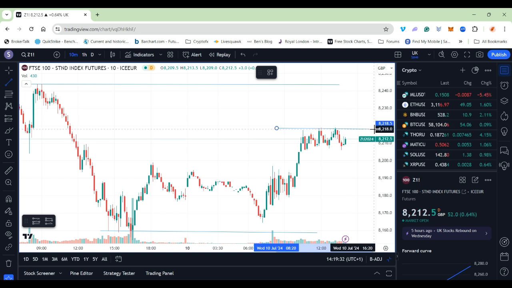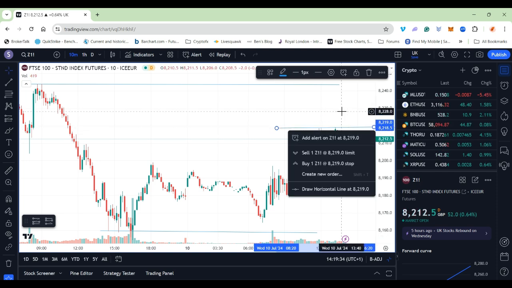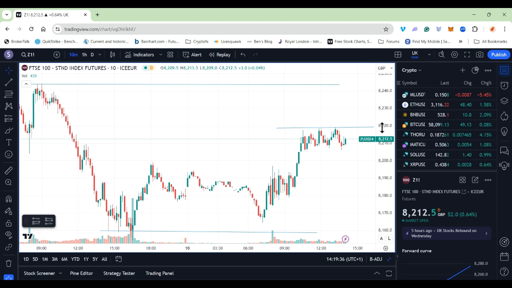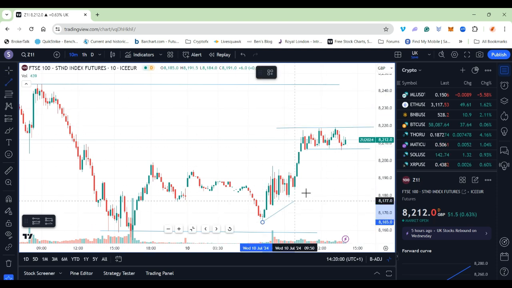In the short term, it's failing to break above 8,219. Super significant. It's currently ranging here, oscillating between two prices, which is interesting. So these points here are very interesting to me. I'd be looking to trade a breakout of either of these, if I'm honest. I'd say the direction is bullish.